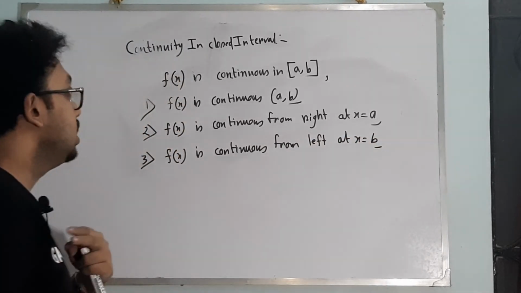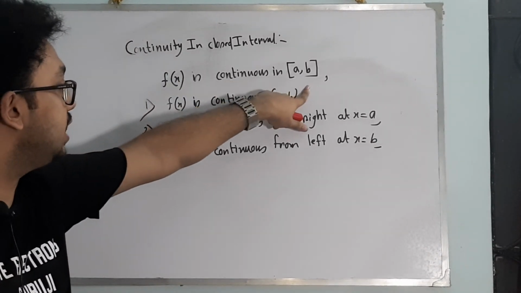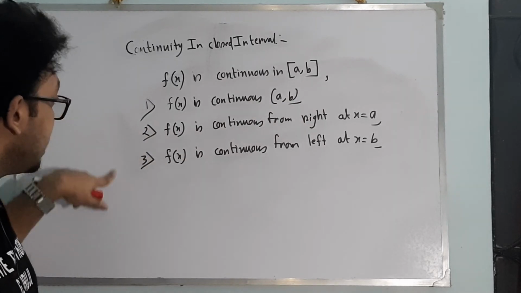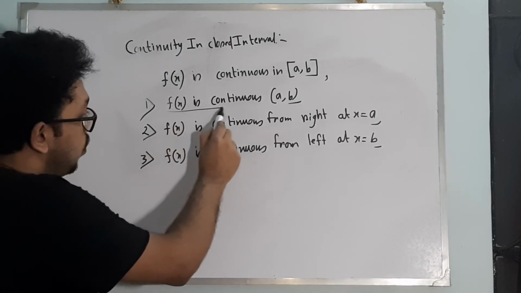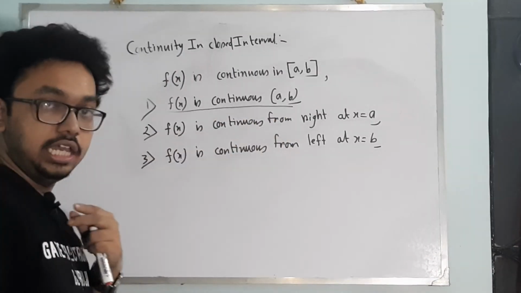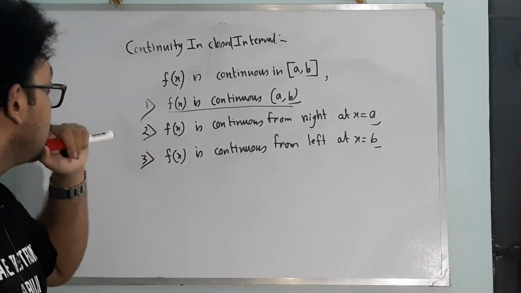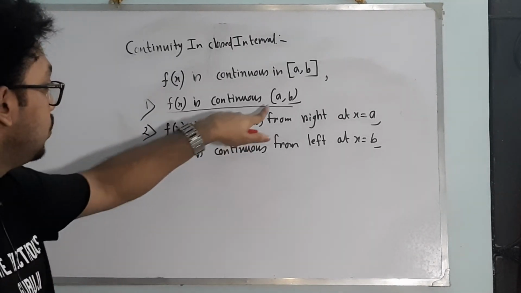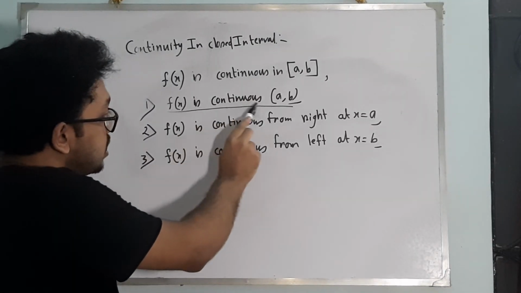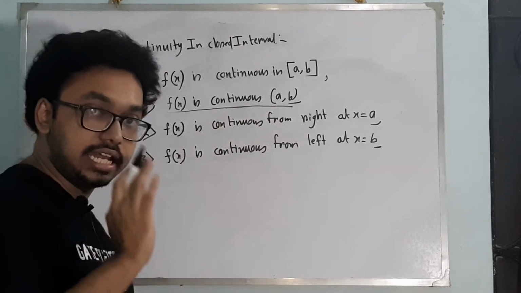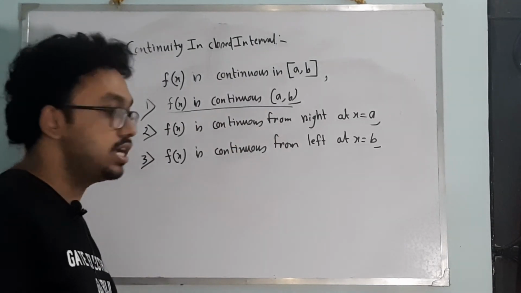So what did I say? I said that a function f(x) will be continuous in closed interval a comma b if these three conditions are simultaneously satisfied. That f(x) has to be continuous in open interval a to b. In the last just few minutes before, I discussed what is the condition for a function to be continuous in open interval a comma b. So if f(x) is continuous in open interval a comma b, that means that f(x) has to be continuous at every point belonging to the open interval a comma b.